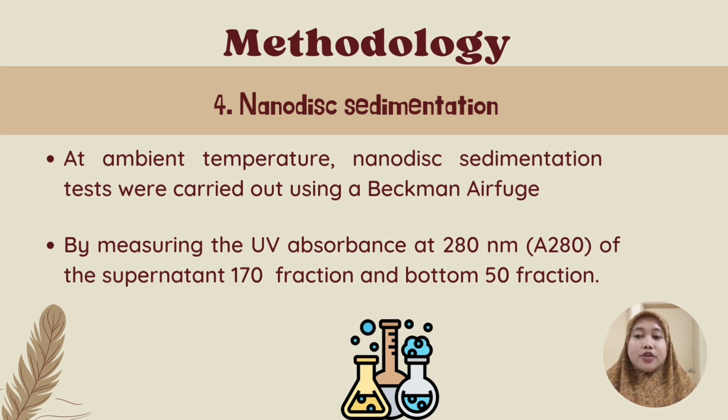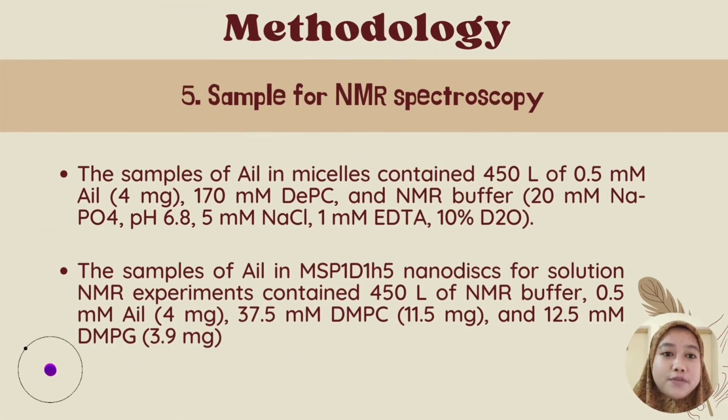rpm. Nanodisc sedimentation tests were carried out using the Beckman ultracentrifuge by measuring the UV absorbance at 280 nm of the supernatant fraction and the pellet fraction obtained in the centrifuge tube, and the degree of sedimentation was determined. Okay, next, sample preparation for NMR spectroscopy.